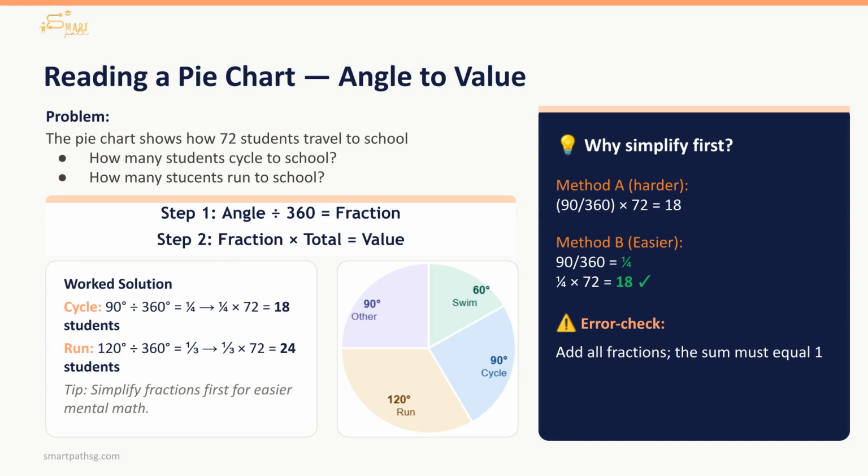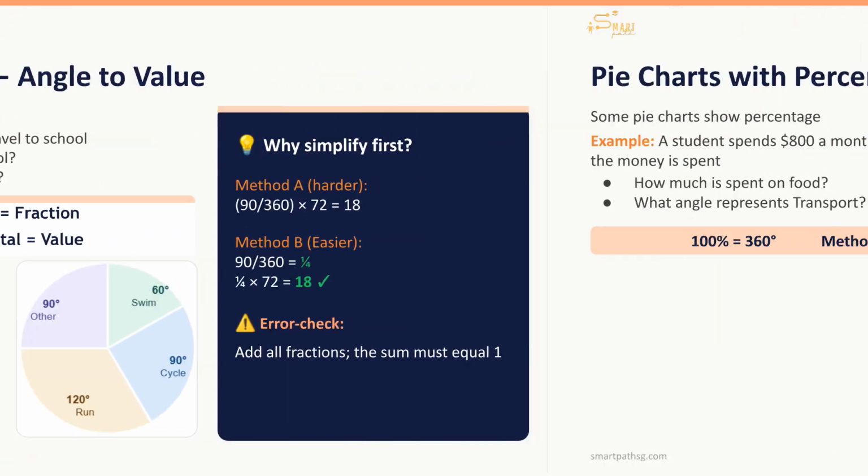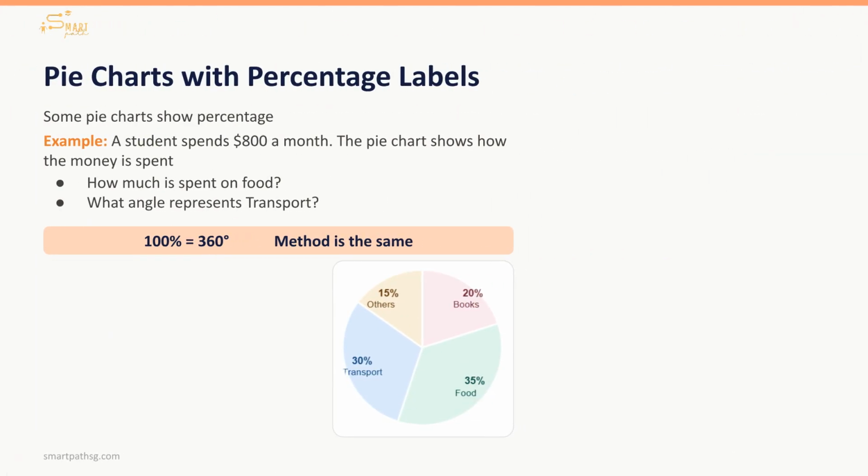A very useful habit for calculations is simplifying the fraction before multiplying. For example, 90 degrees out of 360 degrees simplifies to 1/4. This makes mental math much easier. Sometimes pie charts are labeled with percentages. The method is the same. Remember, 100% equals 360 degrees.